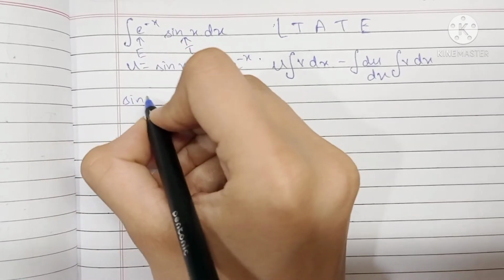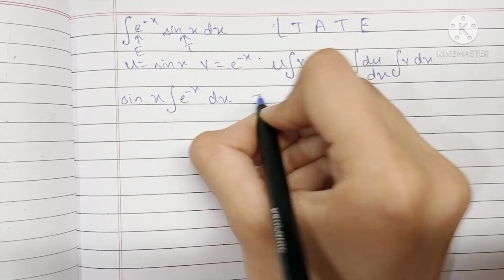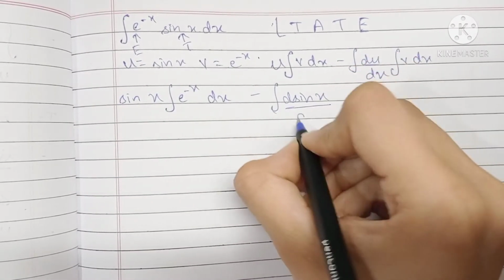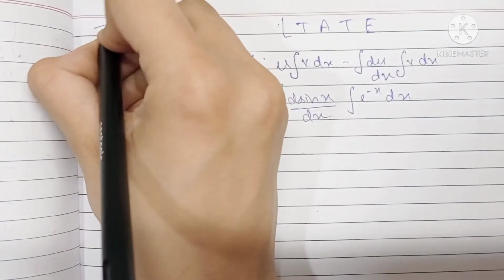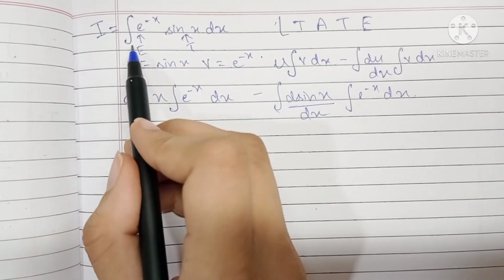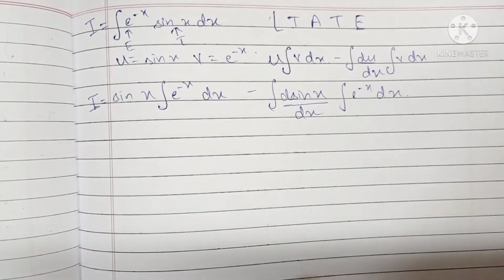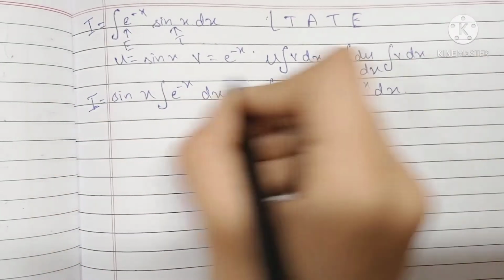So we have sine x into the integral of e raised to minus x minus the integration of differentiation of sine x into the integration of e raised to minus x dx. Now we're solving this I. I'm going to be placing this integral as I, and every step I do will be towards solving I. Okay? So I is equal to this entire thing.